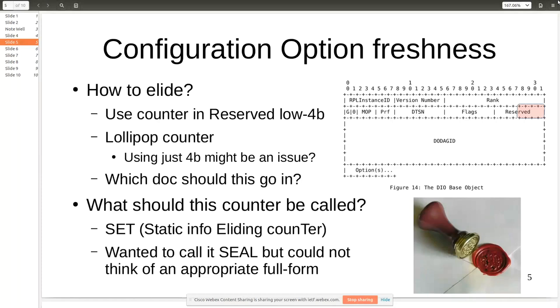So if we make it 8 bits, then basically it is the same as every other sequence counter that we have in 6550. Makes things much simpler, but I'm not sure if 8 bits or 4 bits is good enough.